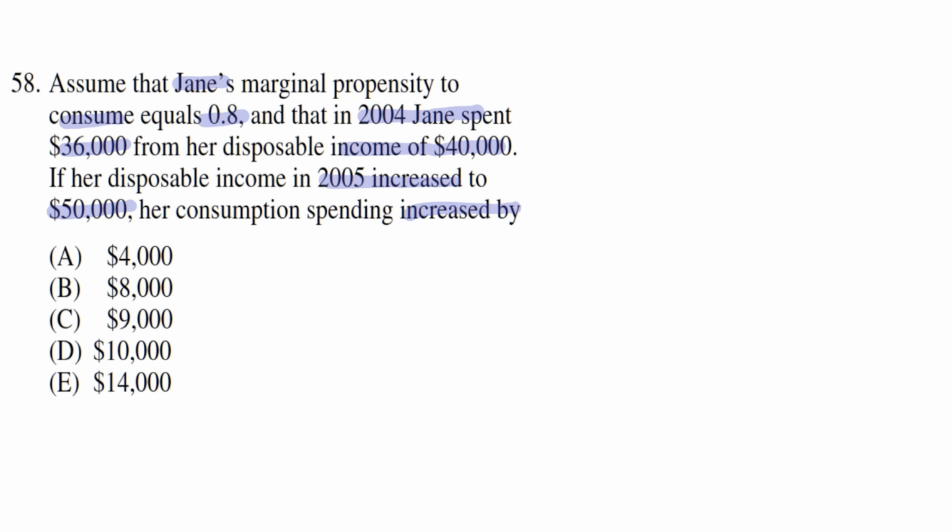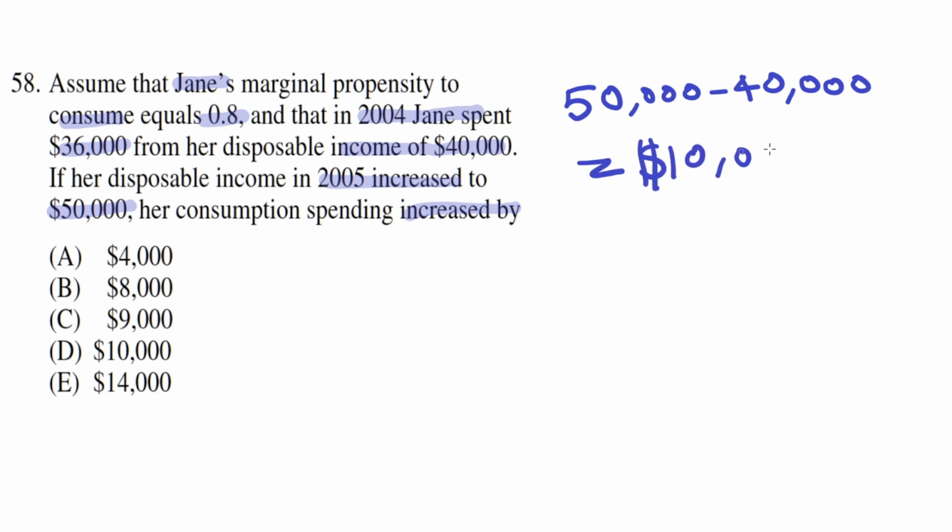So in this question, we're given that Jane's marginal propensity to consume equals 0.8, and that her disposable income in 2004 is $40,000, but in 2005 it was $50,000. So to calculate her increase in consumption spending, we have to calculate the change in her disposable income, which is equal to 50,000 minus 40,000, which is equal to 10,000.